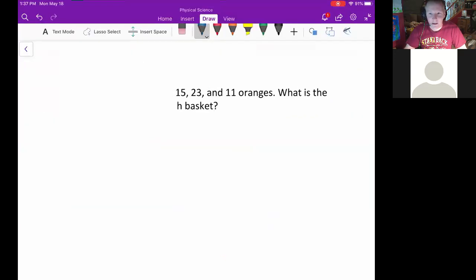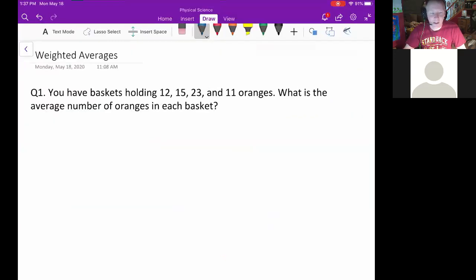And we're going to start looking at what's called weighted averages, but we're just going to do a quick review of the averages to begin with. So let's say that you have 4 baskets that hold oranges. And in those baskets, you have 12, 15, 23, and 11 oranges. Question is, what's the average number of oranges in each basket?